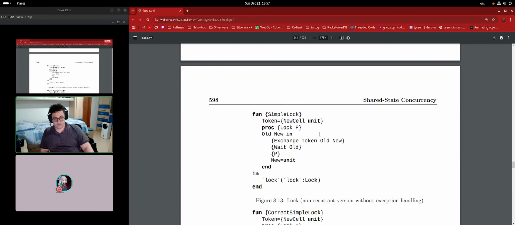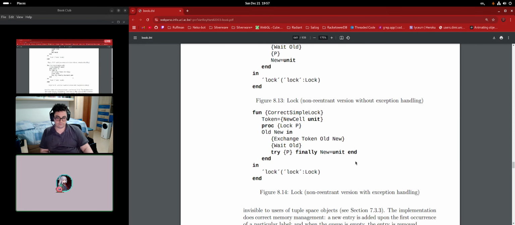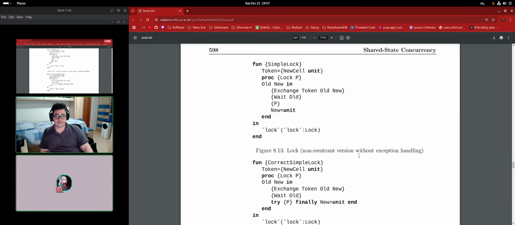This one is using the token passing mechanism, but pretty straightforward. It is fairly minimalistic: waiting for your turn, doing the stuff, communicating to the next guy that you're done. And there's a slight tweak to make it actually not block if P throws an exception.